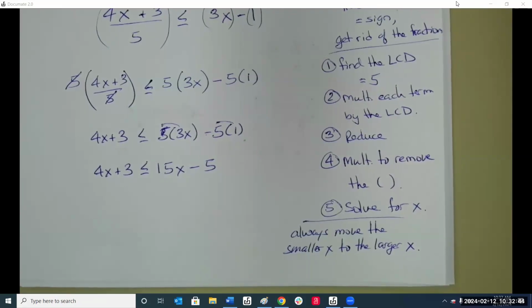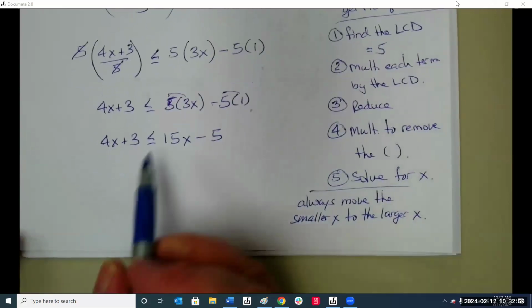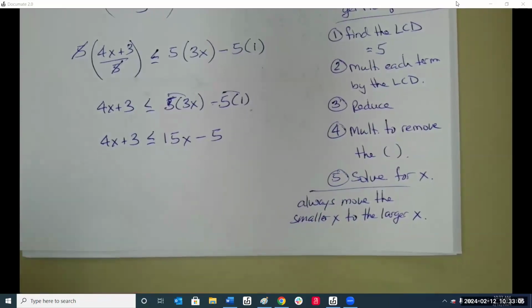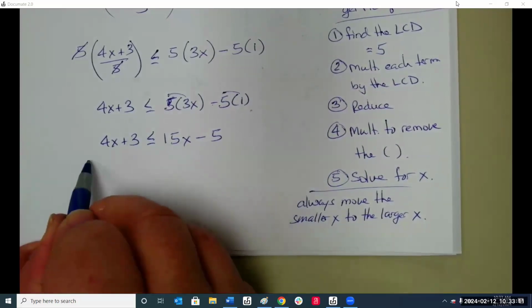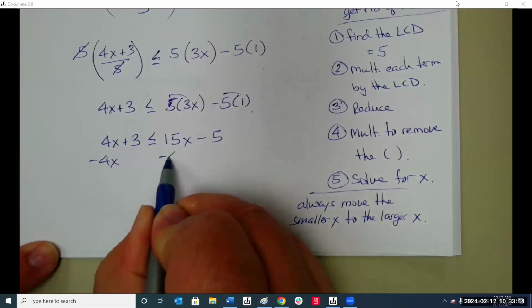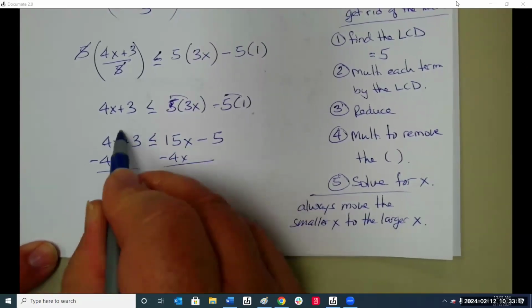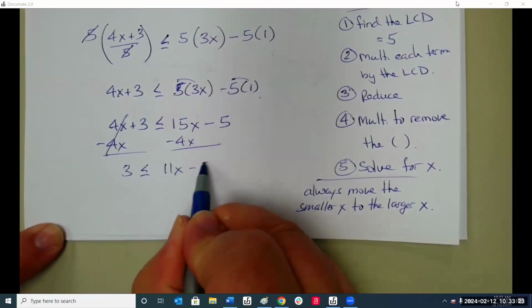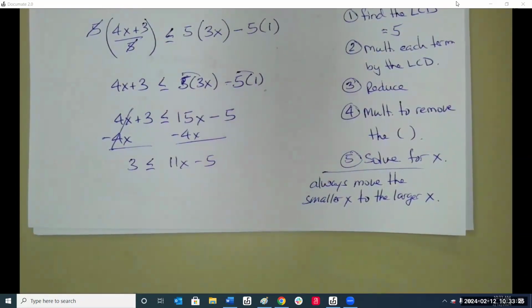What's that? But why? Yes, you're right. It is easier. Very good. Exactly. It's always going to be positive. Your coefficient in front of your x will always be positive. Because if we move the 15 over here, we have to subtract 15, right? So then we'll have a negative 11x. Negatives cause problems. So if we move the smaller to the larger, 15 minus 4 is 11x. We'll always have a positive in front of our x.